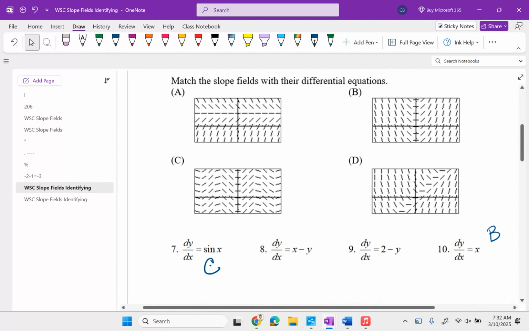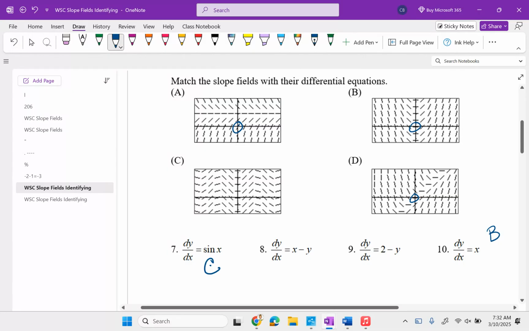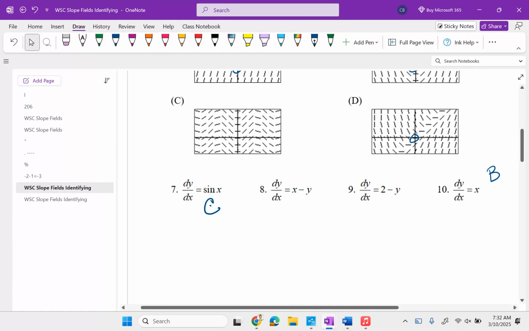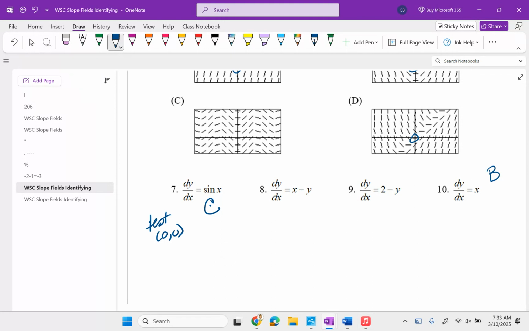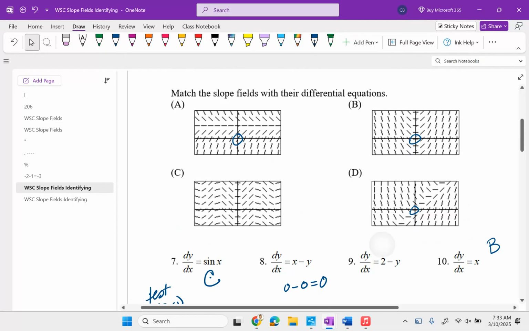Basically, I'm going to test 0, 0 into all the slopes. Notice that at 0, 0, two of them are the same and one of them is different, so that might help us eliminate. I just write this in here, test 0, 0. I put 0 in for x, 0 in for y, and see what kind of slope I get. What do I end up with on number 8 here? 0. So number 8 can only be, we already eliminated C, either B or D.